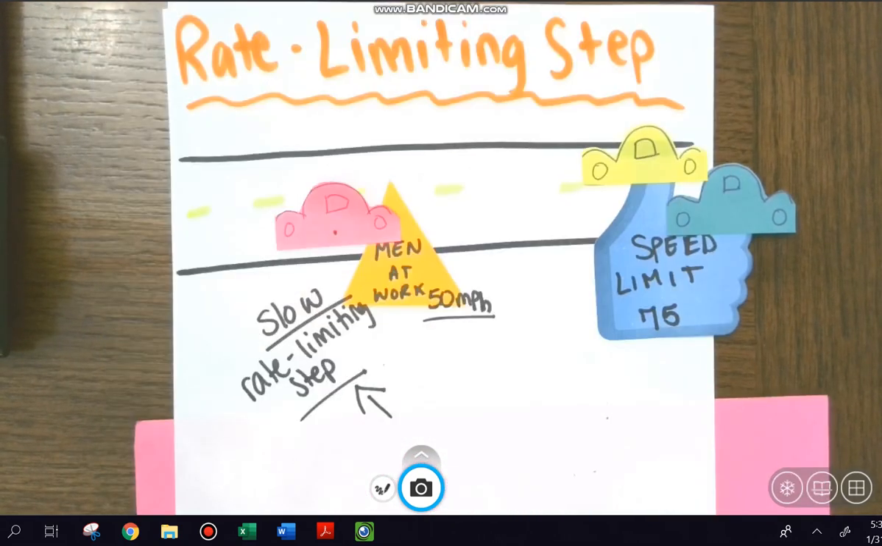I'm running a little bit low on time. I've got a minute left. I know I won't be able to get these examples done, but I am going to post a quick video just to show you 2 examples of the rate limiting steps and how you can find the overall rate when you are given those elementary steps and you're able to identify the rate limiting step.